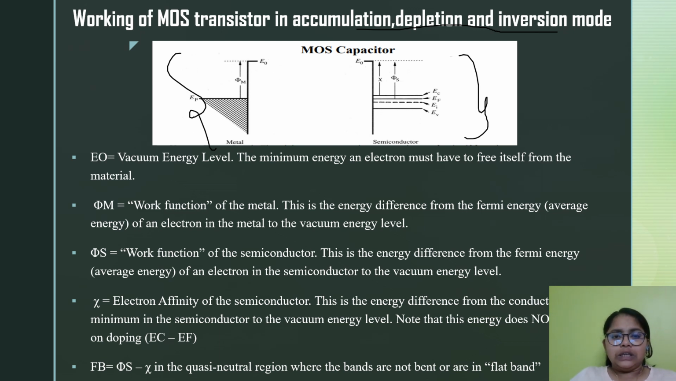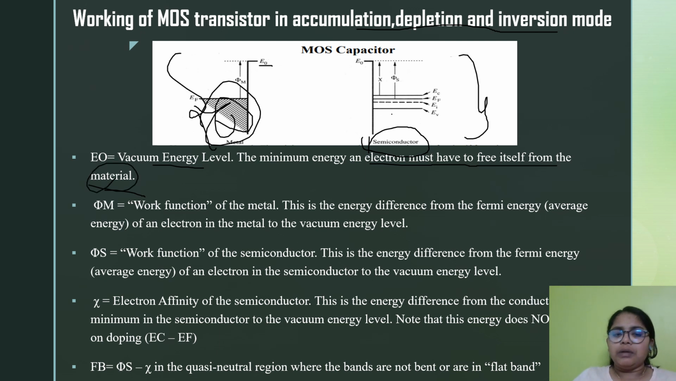E naught. The E naught which is mentioned here is defined as vacuum energy level, the minimum energy an electron must have to free itself from the material. The material refers to metal or semiconductor. So E naught will be vacuum energy level. That means the electron should have minimum energy, so that the electron should be free from its substrate, that is the metal or semiconductor. That is from the material.